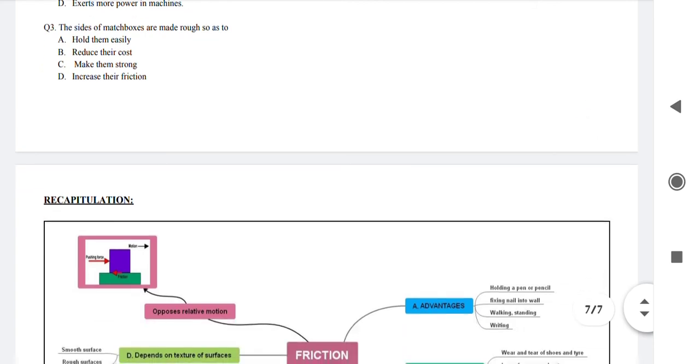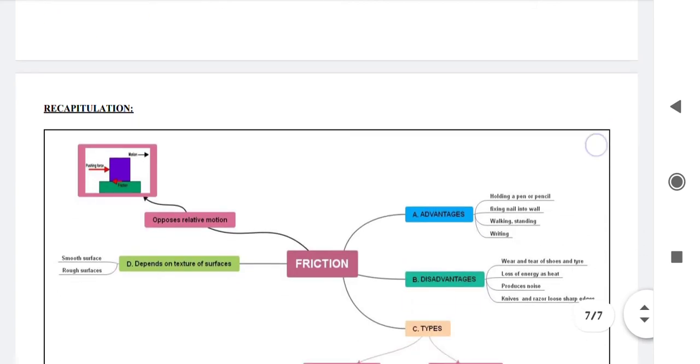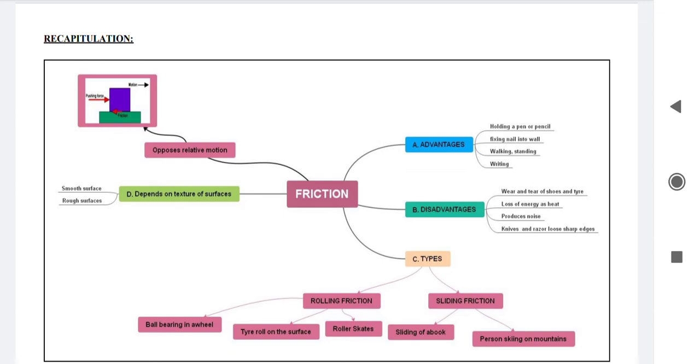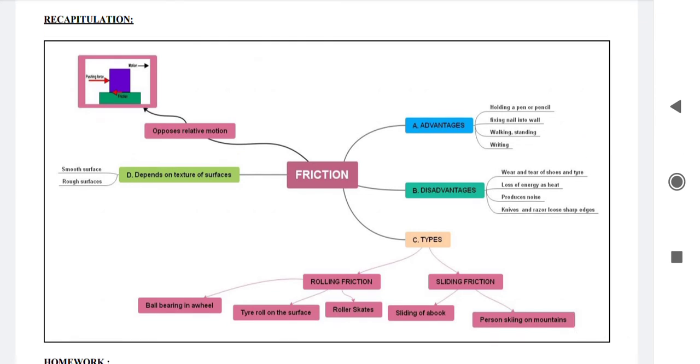In recapitulation we have to make a mind map. So here I have made a mind map, so that in one view we can understand what is there in the topic, what we have learned, so it is easy to revise. Friction. Here I have given types: rolling friction, sliding friction, and then disadvantages, advantages. Here, it depends on the texture of surfaces. And what is friction? It opposes the relative motion.